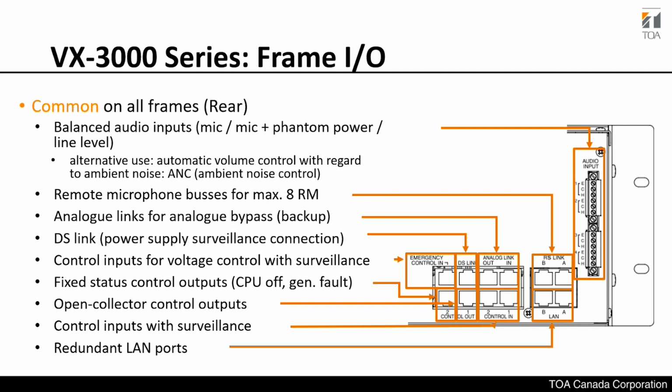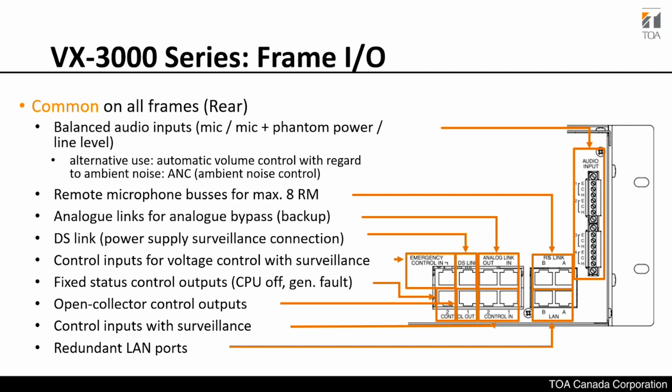Control outs, these are the dry contacts. The first set of pairs of dry contacts is specifically assigned for the CPU status, general fault, the LEDs that you see on the front. The next consecutive ones are open collector control outputs that you can program in the system. The VX3000 is also capable of receiving dry contact inputs. So any contact inputs that you need to send to it, say, to trigger a paging announcement or trigger an event, you can do that as well.